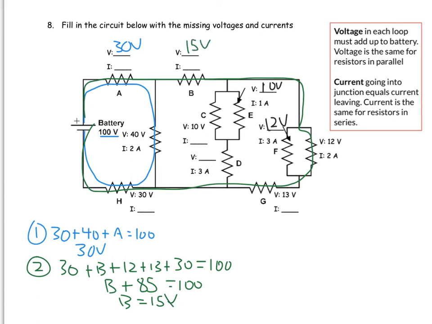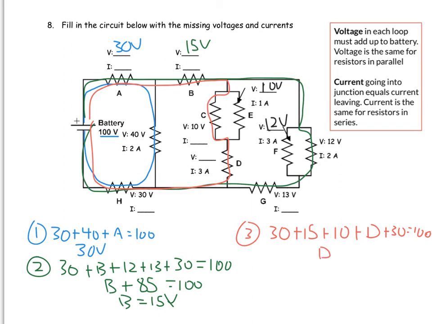And then my final loop that I can make is one that goes through resistor D here. That's the only missing voltage now. And so thinking about that red loop going through resistor D, I can say 30 plus 15 plus 10 plus D plus 30 must equal 100. And so that means when I add some of those terms up there, I end up getting D plus 85 equals 100. So D must also equal 15 volts. And so I can fill that one in there.